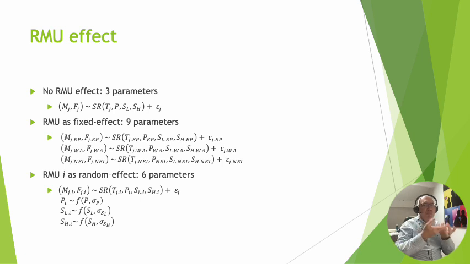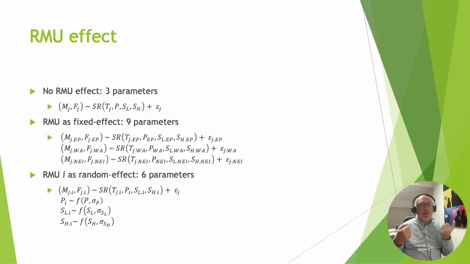P for the RMU E. P for the RMU high is obtained from a distribution with the P of the species and some dispersion parameter. SL for the RMU high is obtained from a distribution with SL and a parameter describing the distribution of the SL values, and the same for SH.